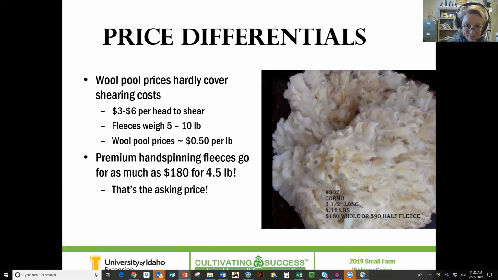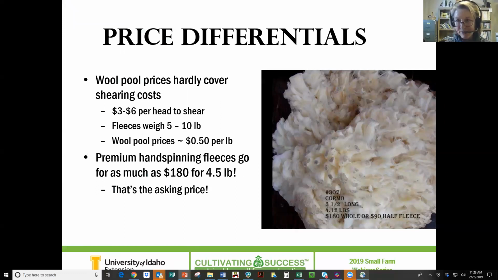I have seen some crazy high prices for hand spinning fleeces. I don't think very many sell at $180 for 4.5 pounds, like the one in this picture here. It says 4.12 pounds, $180 for the whole fleece. So it's not even 4.5, it's 4.12, or $90 for half of the fleece. 3.5 inches long isn't terribly long for a cornrow fleece. And while it looks really clean, it's not as perfect as the one in the previous one. It looks really, really good.